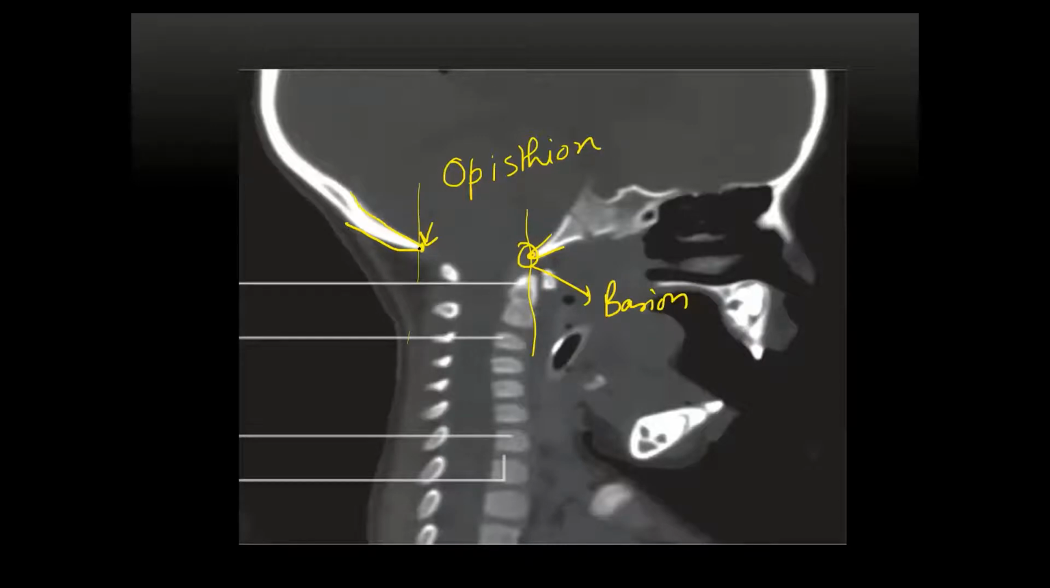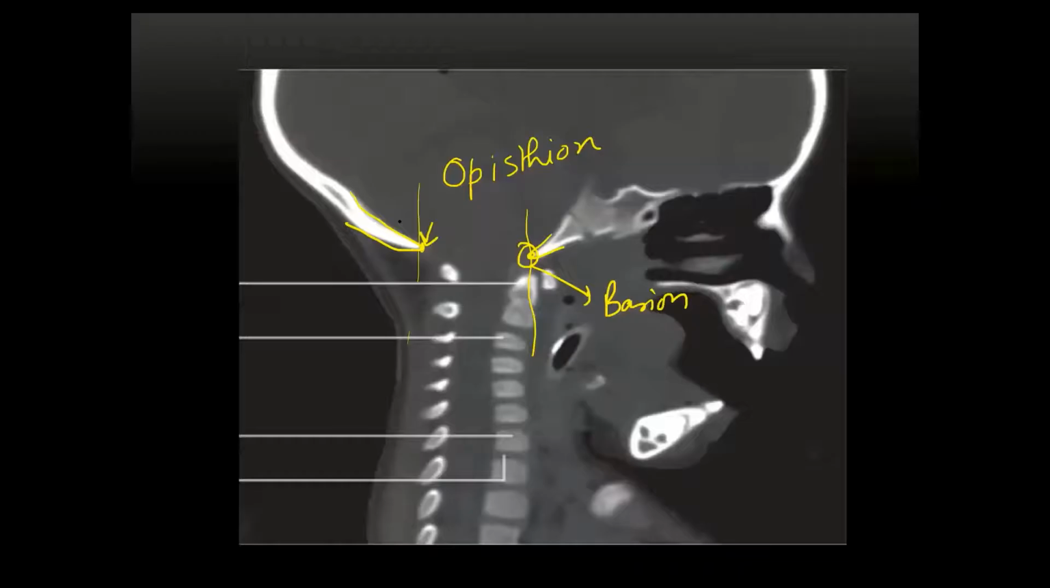Porion, I'll just tell you. You draw the inferior auditory meatus, and the top of the inferior auditory meatus is porion. Okay, the top of the inferior auditory meatus is porion. When you draw it like this, the tip of this is basion. And when you see the complete skull, this is basion. External auditory meatus would be somewhere here in this patient.